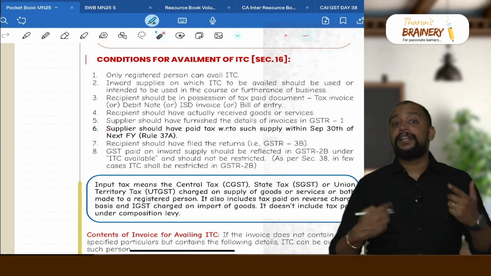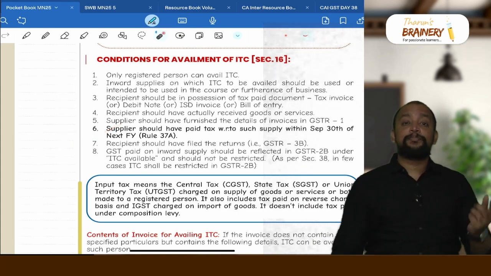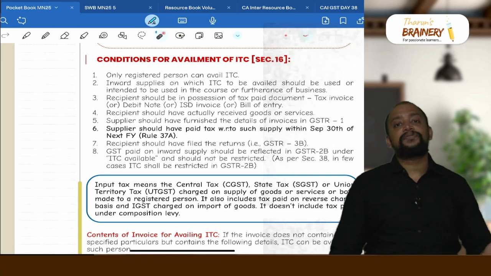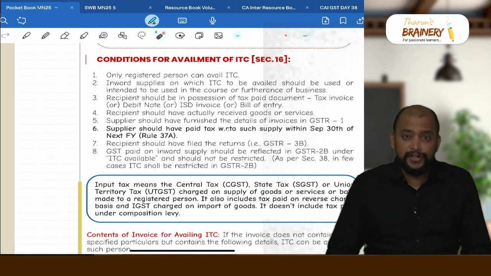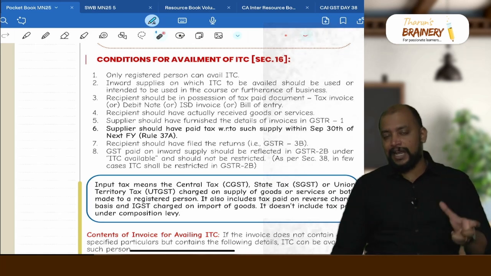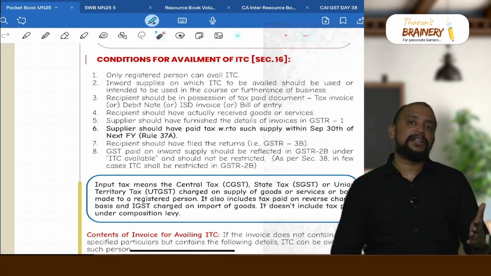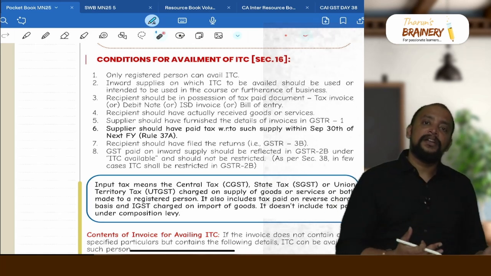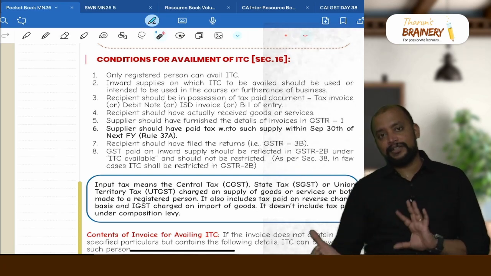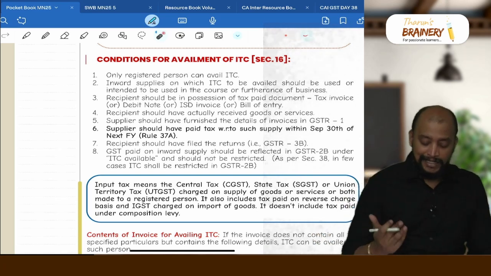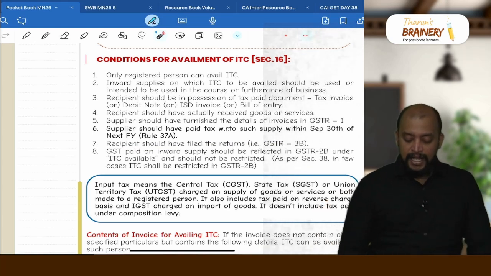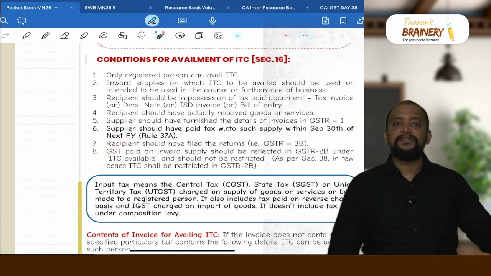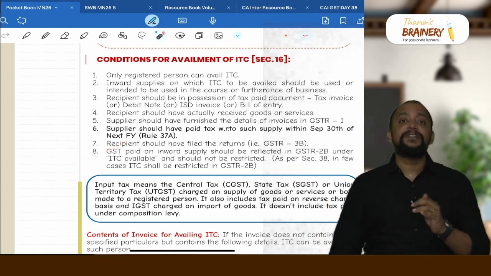Then the supplier should have paid the tax, but here he should have paid the tax by September 30th of the succeeding financial year. It means you need to file GSTR 3B by September 30th of the next financial year. That is given in Rule 37A. So it is not a condition that at the time when we avail ITC he should have paid, but he should pay it by September 30th of the next financial year, otherwise we need to reverse the ITC. Then the recipient should have actually filed the returns, that is GSTR 3B, and GST paid on inward supply which is reflected in 2B should not be restricted in 2B.